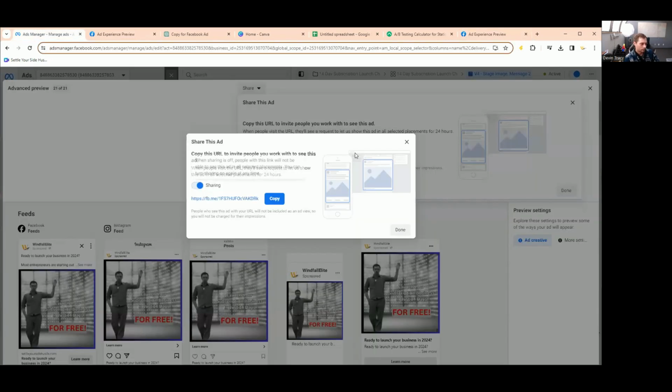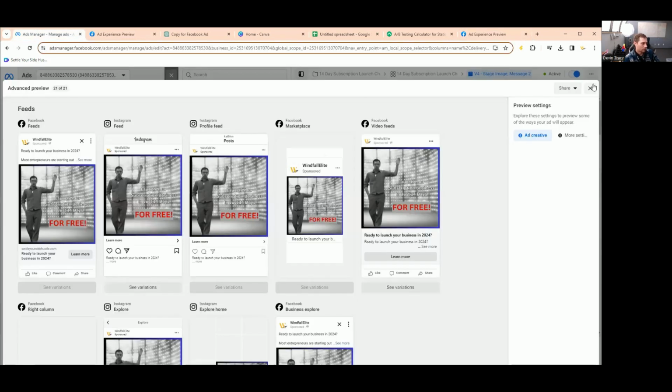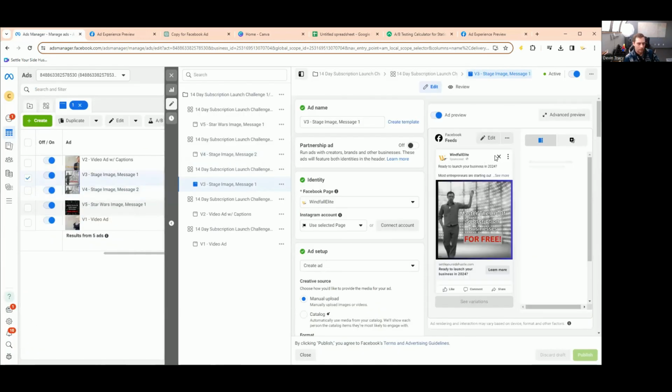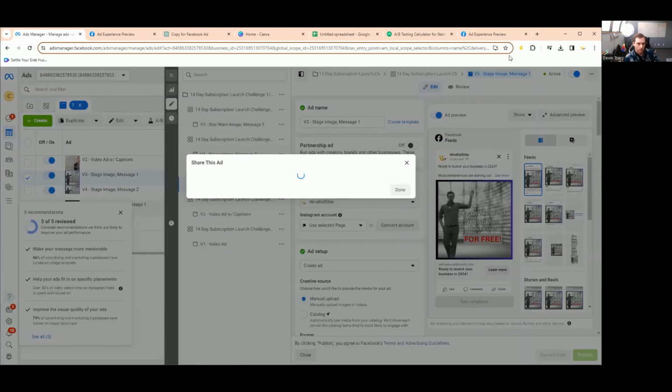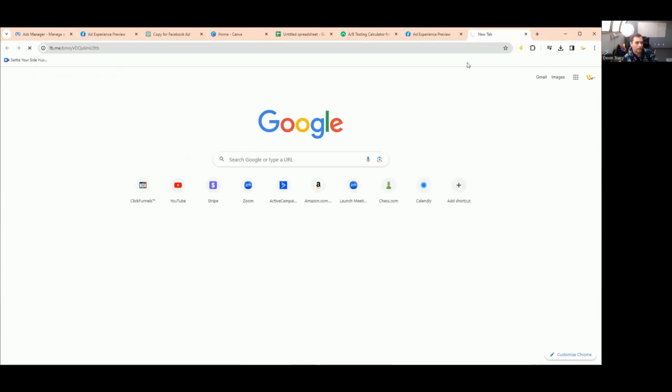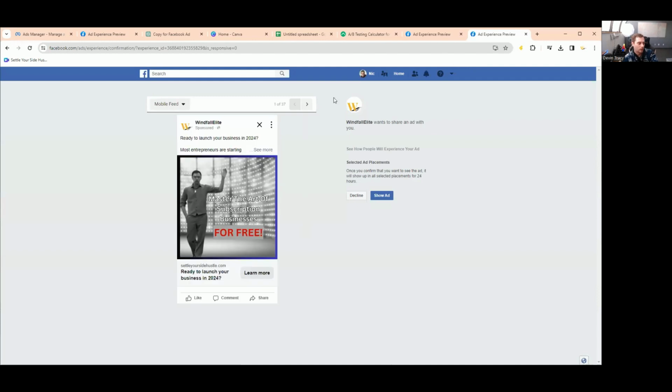So this one is a near replica of this one. And the only thing that's different about these two ads, because to get a proper split test, you want as few things to be different as possible, the copy is exactly the same, is what the image says. You can see same image, different text. Launch your subscription business in just 14 days for free versus master the art of subscription businesses for free. That's the two, testing it.